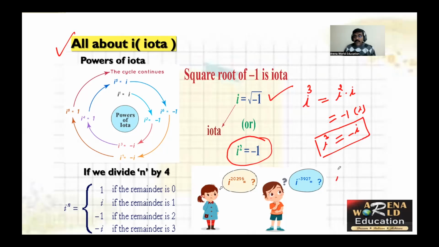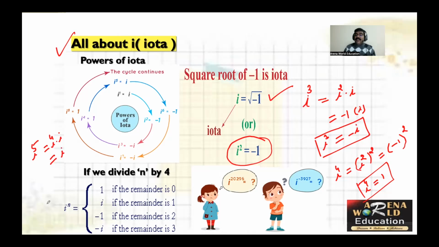If we want to find iota raised to power 4, we can write iota raised to power 4 is equal to iota square whole raised to power 2, right? And iota square is minus 1. So minus 1 square is equal to 1. So iota raised to power 4 is equal to 1. Right? Now if we want to find iota raised to power 5, that will be iota raised to power 4 into iota. Iota raised to power 4 is 1, so this will be iota.